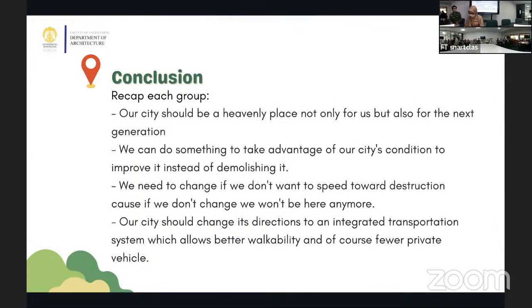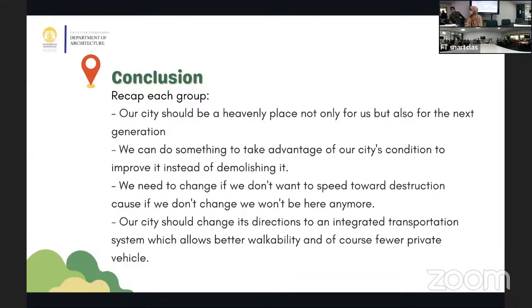Hi everyone. Okay, so we're reaching the end of the class, and thank you for all the work, it was super great. And yeah, I will read some concluding remarks that maybe will be considered for our future steps, especially regarding this class. First one is our city should be a heavenly place not only for us but also for the next generation.